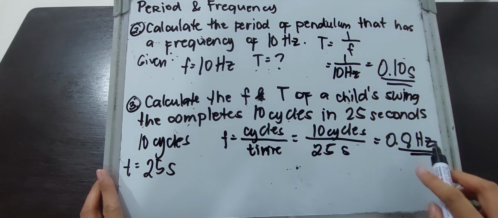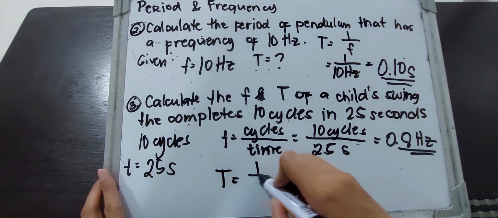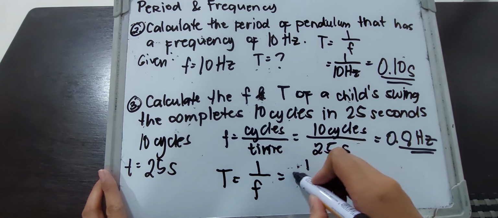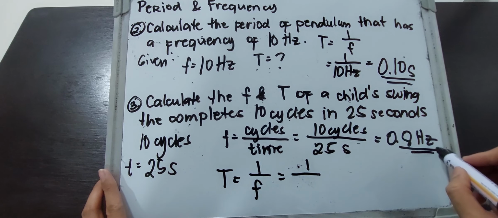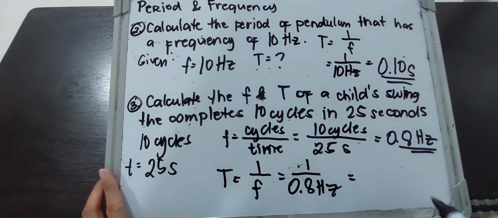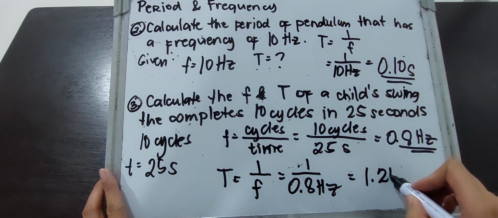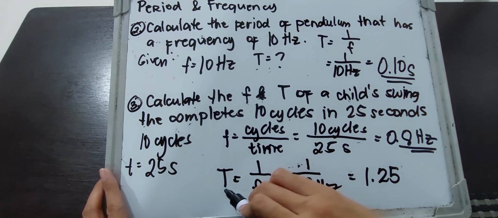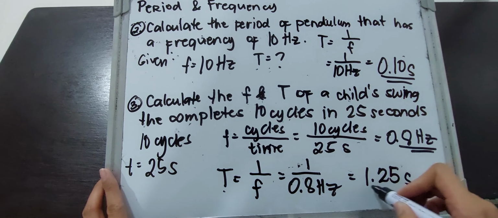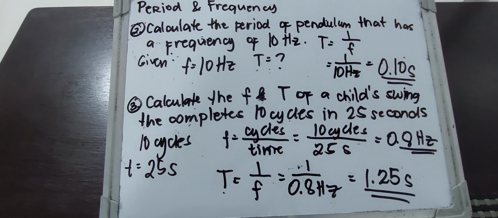So next, we already have the value of frequency. So next one is the period. Period is equals to 1 divided by frequency. So 1 divided by our derived frequency, which is 0.8 hertz. So 1 divided by 0.8 hertz is 1.25. Hindi na hertz ang unit, but since we are talking about period, our unit is seconds. And also the unit was already discussed to you in the recorded discussion of the concepts. So ganyan lang ang pag-compute ng period and frequency.